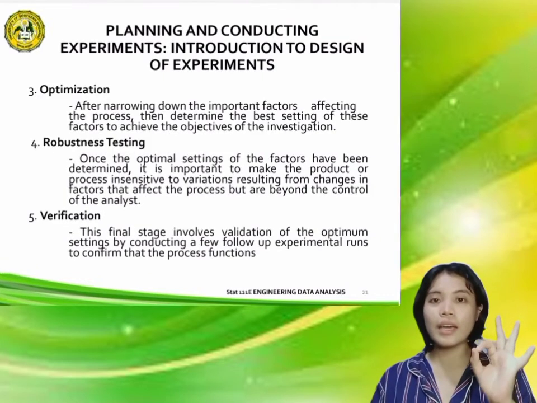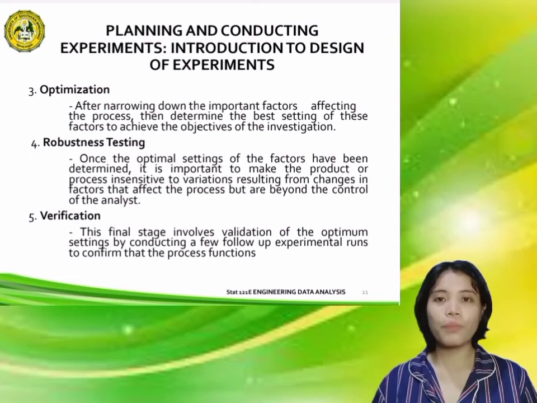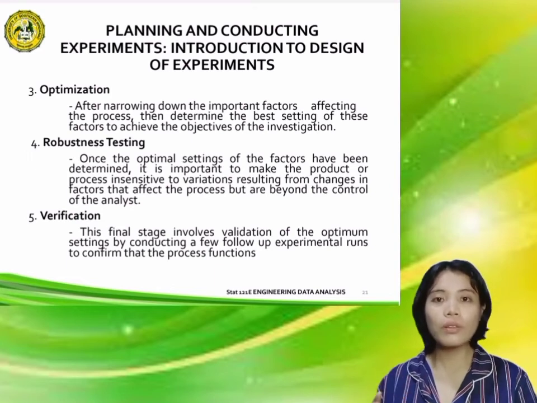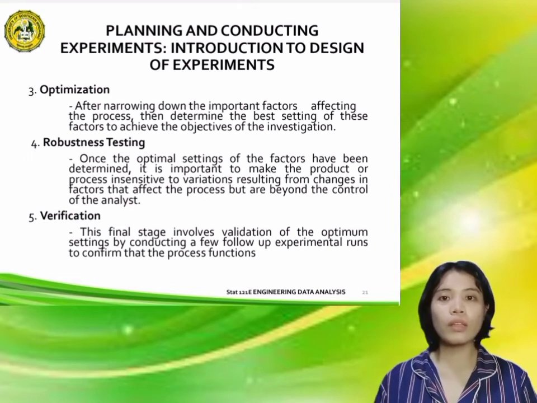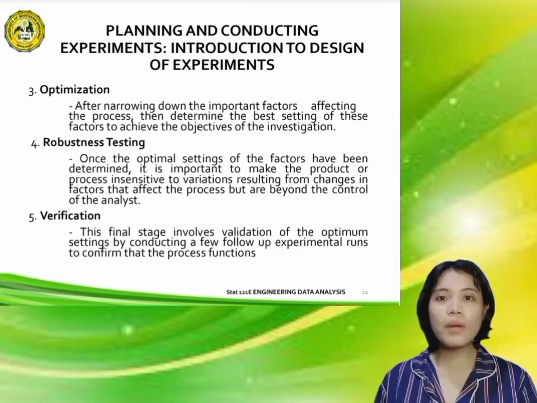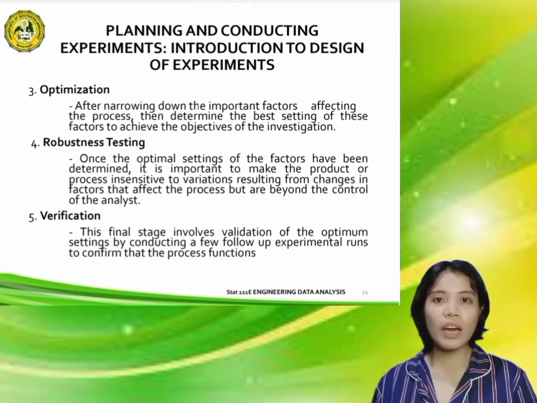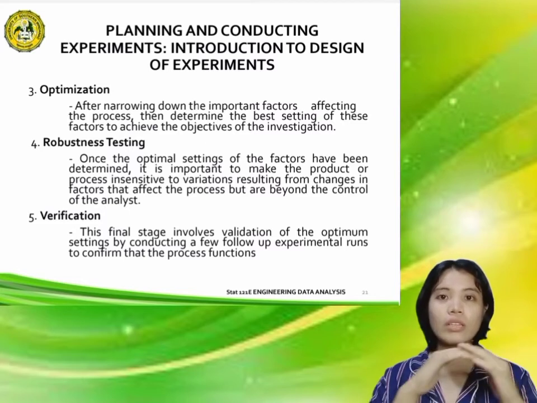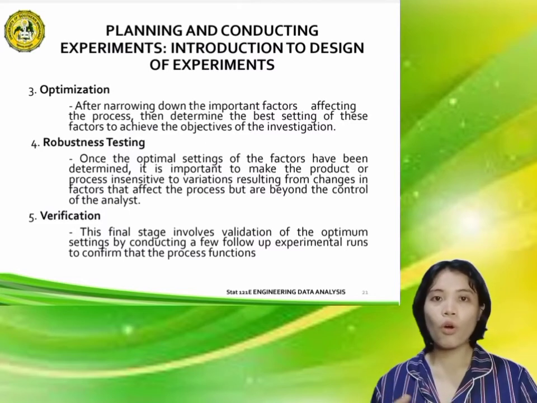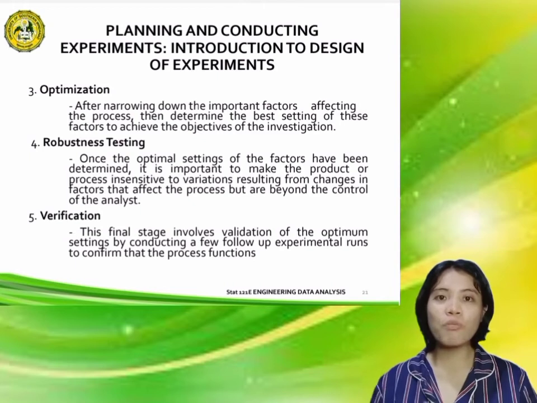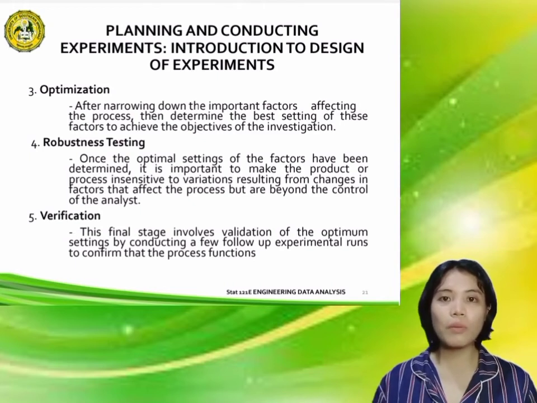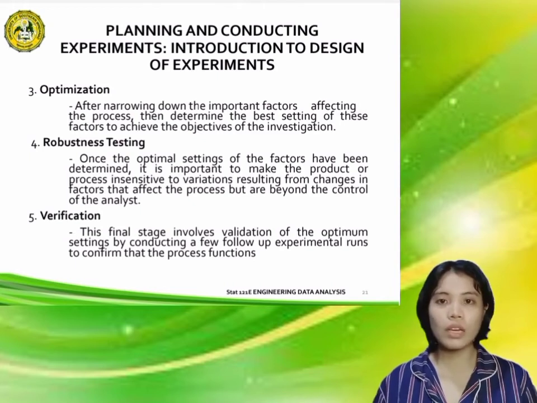The third stage is optimization. After narrowing down the important factors affecting the process, then determine the best settings of these factors to achieve the objectives of the investigation. The objectives may be either to increase yield or decrease variability, or to find settings that achieve both at the same time, depending on the product or process under investigation.